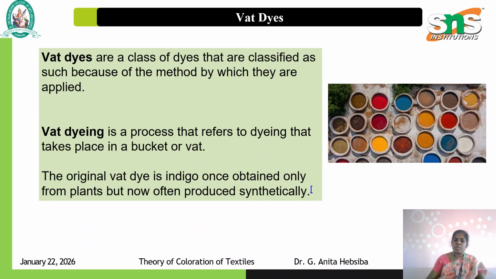We would have heard about the dye indigo. It is one of the very famous vat dyes, and it is the first used natural vat dye. It was obtained from plants earlier, but nowadays it is also produced synthetically because of the heavy demand. This indigo dye is commonly used for dyeing jeans, right? The blue color of jeans is the actual color, but nowadays we are dyeing jeans in different colors.